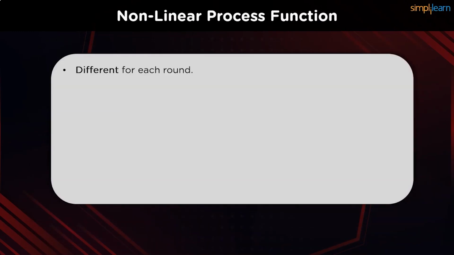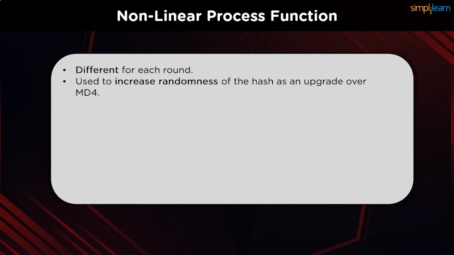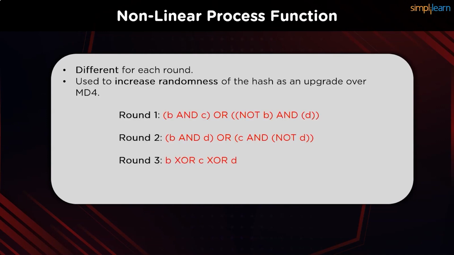Regarding the nonlinear process mentioned in the first step, the formula changes for each round it's being run on. This is done to maintain the computational complexity of the algorithm and to increase randomness of the procedure. The formula for each of the 4 rounds uses the same parameters, that is B, C, and D, to generate a single output. The formulas being used are shown on the screen right now.